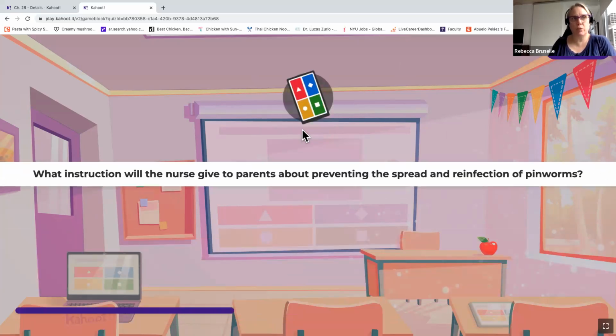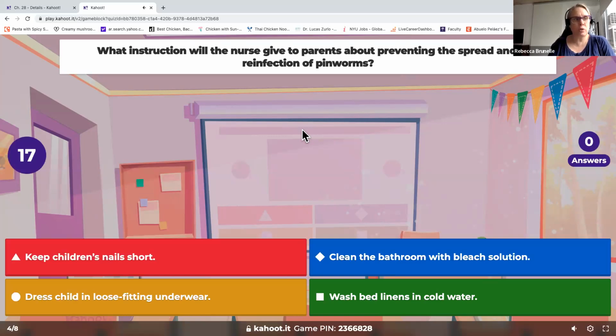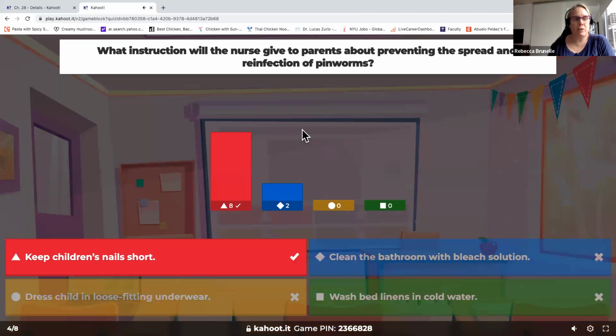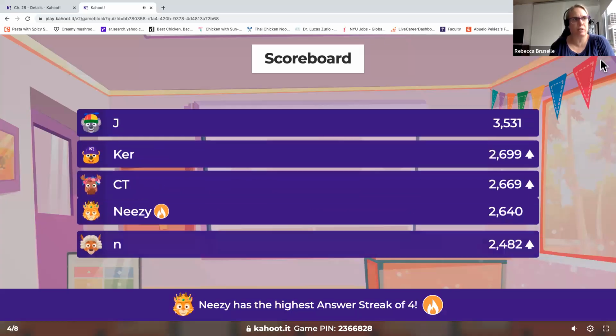So what instructions will the nurse give to parents about preventing the spread and reinfection of pinworms? Keep the children's nails short, dress the child in loose fitting underwear, clean the bathroom with bleach solution, or wash the bed linens in cold water. All right, very good. Keep their nails short. Their little eggs that cause the pinworm infection can live under the fingernails. And when they suck on their fingers, they can reinfect themselves.